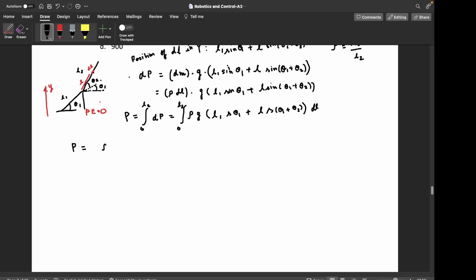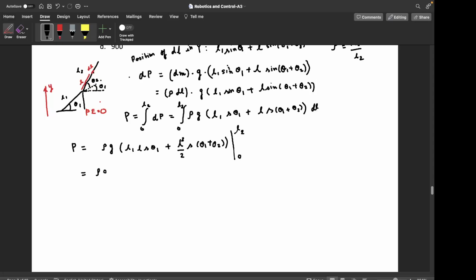It will be rho g, L1 L sin theta 1 plus L square by 2. Right, and now you have to put the limits from 0 to L2 basically. So at 0 both these terms will vanish, so we have to just put the values at L2.